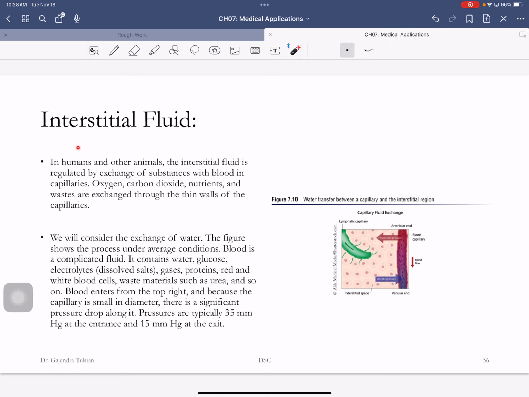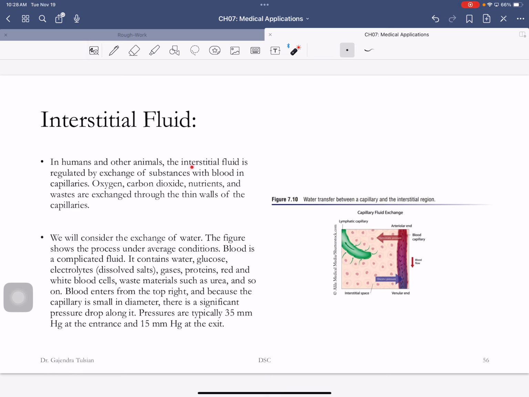So interstitial fluids. These are cells, and that's the interstitial fluid. What happens is nutrients, oxygen, carbon dioxide, and all are exchanged with the capillaries and the interstitial fluids, and then from the interstitial fluids to the cells.